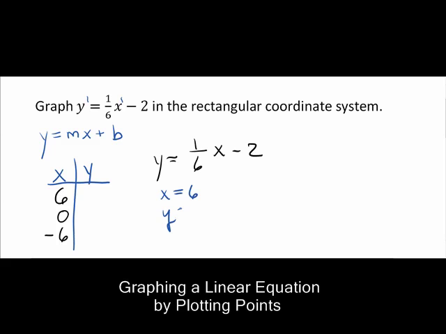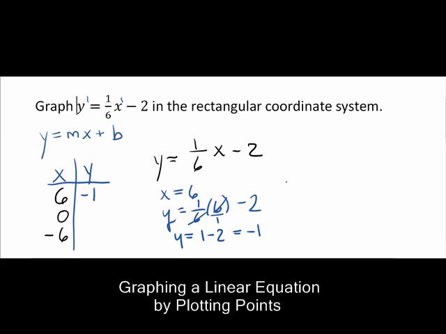I'm plugging it into the equation. 1/6 times 6 minus 2 is going to be my y value. 1/6 times 6, a sixth of 6, is going to be 1, because the 6 in the denominator cancels with the 6 in the numerator. We're left with y equals 1 minus 2, which is -1. So my first y value is -1.